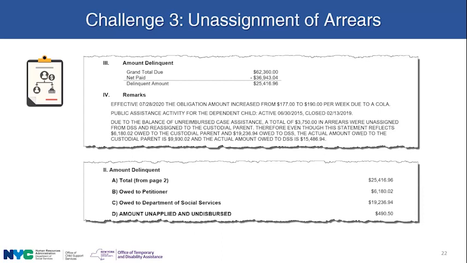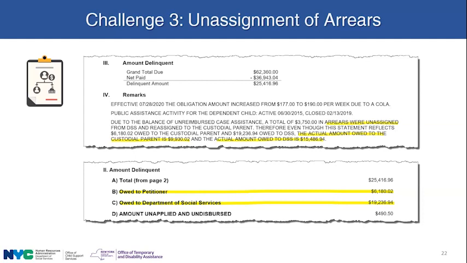An account statement cannot show this unassignment of arrears. We don't have an option to select something to reflect that on the account statement. Therefore, the only option we have is to include this information in the remarks. So for unassignment of arrears situations, the remarks will state what the actual amounts owed are to the custodial parent and what the actual amounts owed are to DSS.